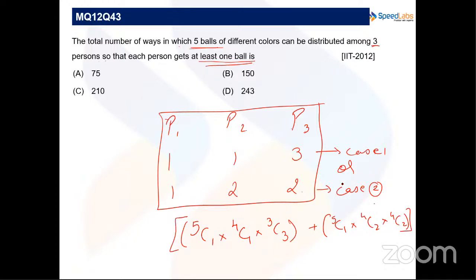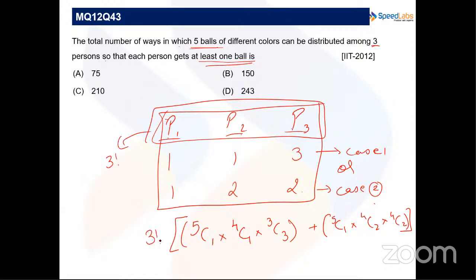Now these options can be arranged. See, P1, P2, P3, we can arrange. We can write P2 here, we can write P1 here, we can write P3 here. So P1, P2, P3 can themselves be arranged in 3 factorial ways. So on solving this value, you will get 150 as your answer. So correct option is option B. Correct, Manvi. Now, moving to the next question.